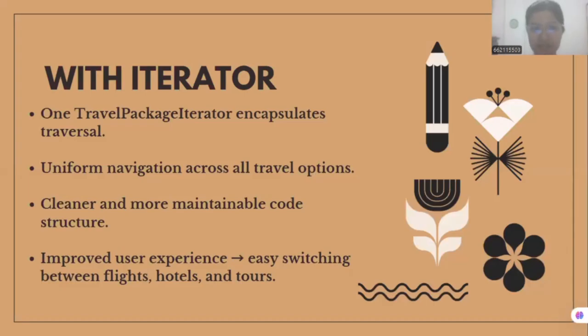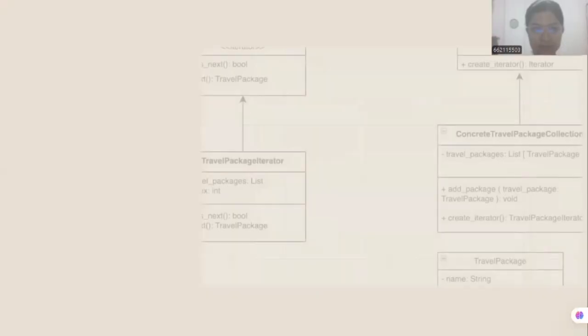With an iterator, the travel package iterator encapsulates traversal, giving uniform navigation across all travel options, cleaner and more maintainable code, and improved user experience. It is easy switching between flights, hotels, and tours.